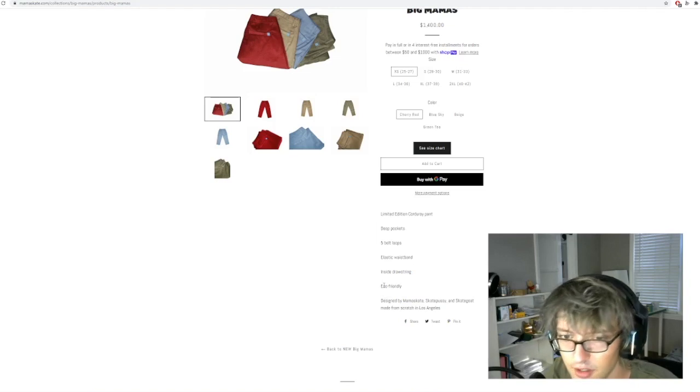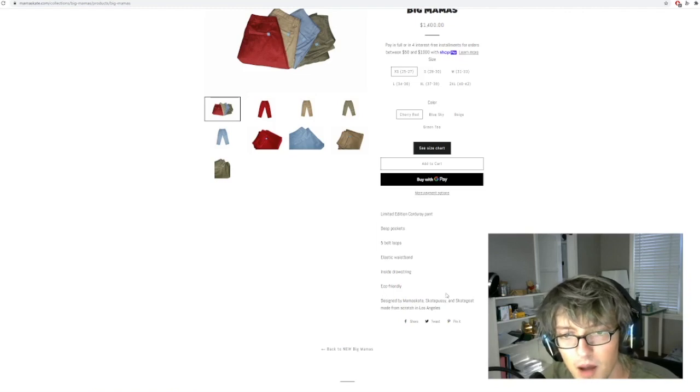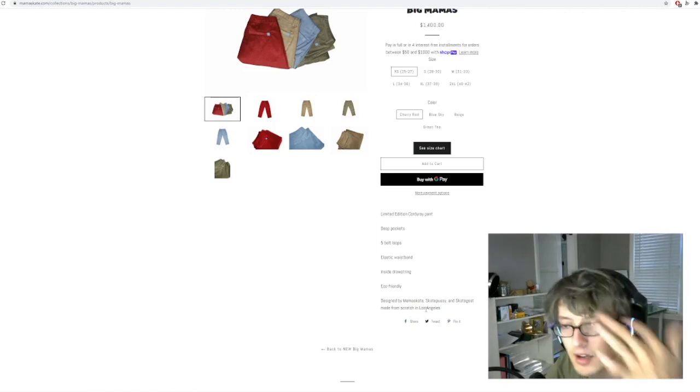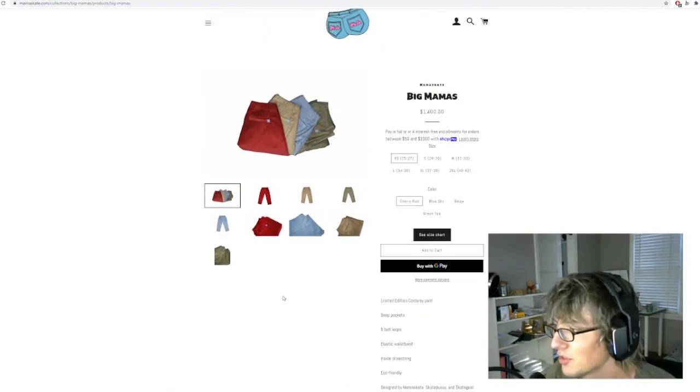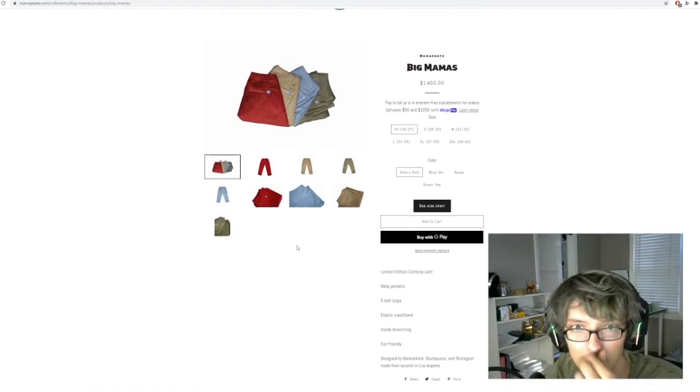Eco-friendly, well, that's good, whatever that means, because that is the only information about that. We get two words, eco-friendly, okay. We don't know how. Designed by Mama Skate, Skate Pussy, and Skate Goat. Made from scratch in Los Angeles. Okay, so we know they are designed in Los Angeles and they're made in Los Angeles. That's about the extent of what we know about these $1,400 pants.